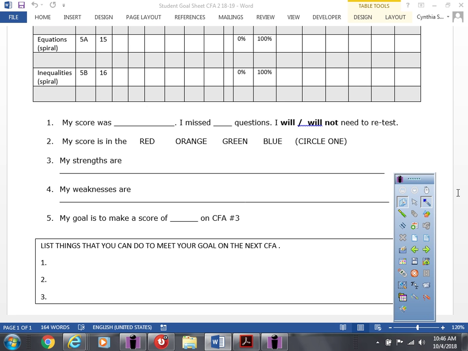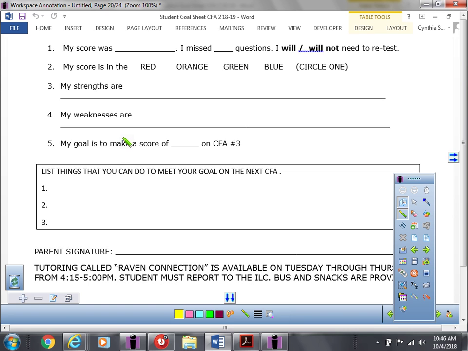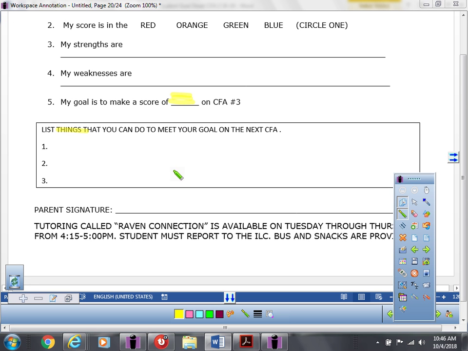And then put your goal for your next test. Set a goal for your next test. If you want to make 100 on the next test, then put that. If you want to make an A, B, C, maybe you're just happy with a C, then put a 70 there, or 75, whatever. But here, I need for you to list things that you can do better. If you failed a test, what can you do better?